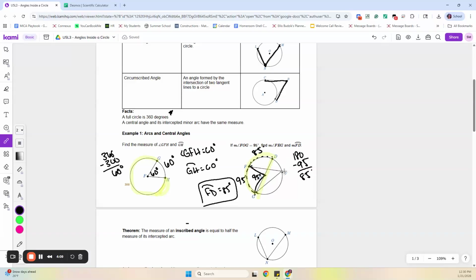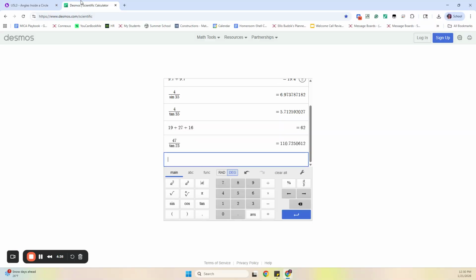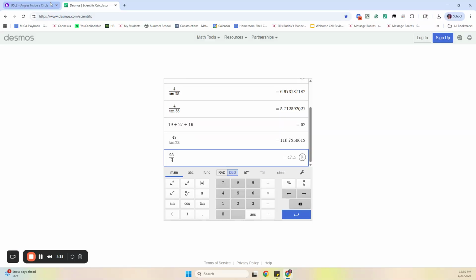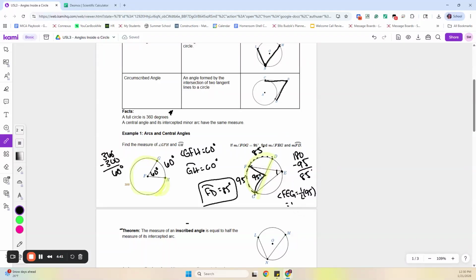Okay. Now to get angle FEG, which is this inscribed angle over here, what we're actually going to be learning about in a second is that an inscribed angle is half of my arc or my central angle. So what I could do is say angle FEG is half of the 95 degrees. And half of 95 degrees, 95 divided by 2, is 47.5. So that's going to be 47.5 degrees for my FEG.